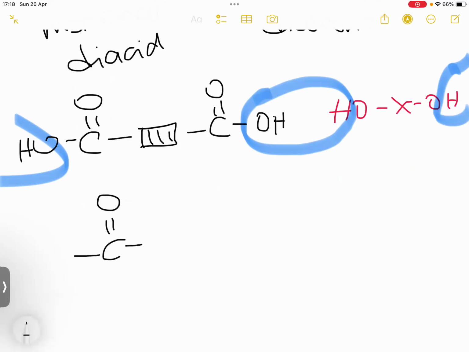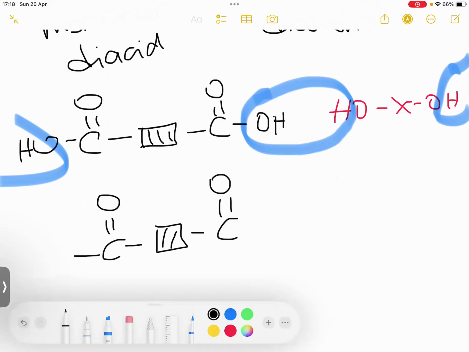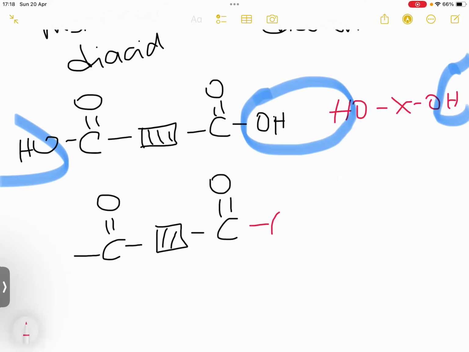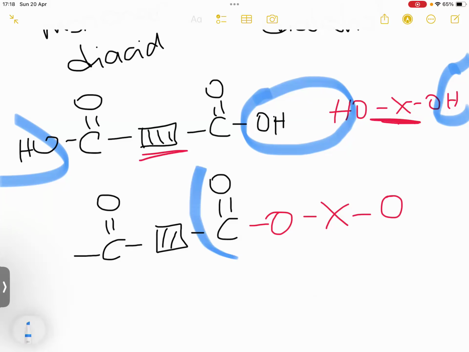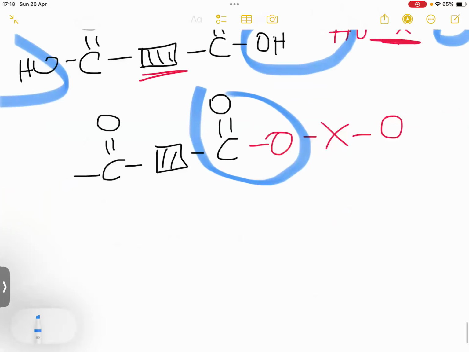C double bond O, box, C double bond O. Then I have an O, X, O. So what's linking a box to an X is this. And this is called the ester linkage.